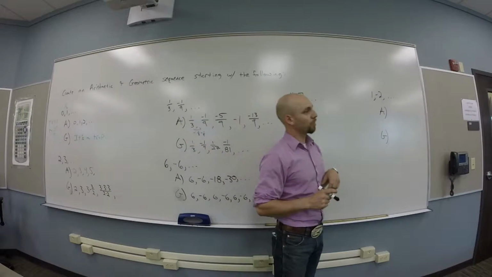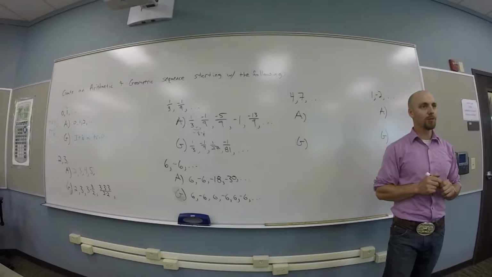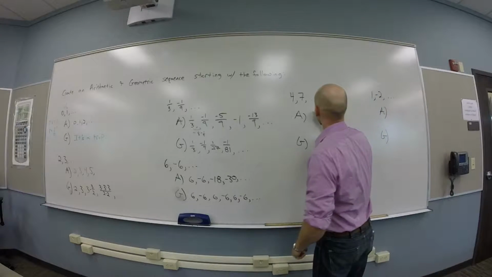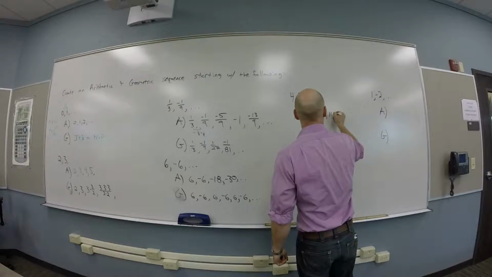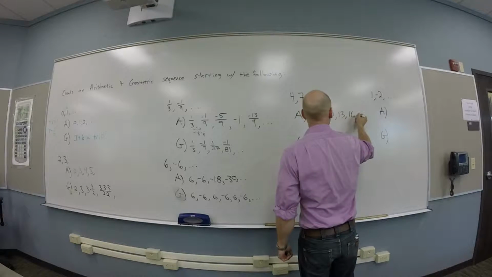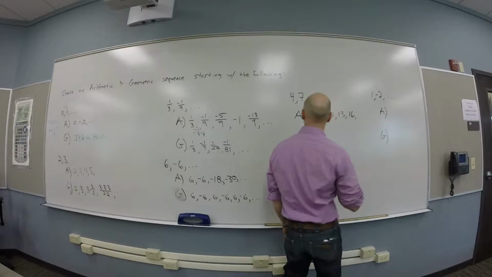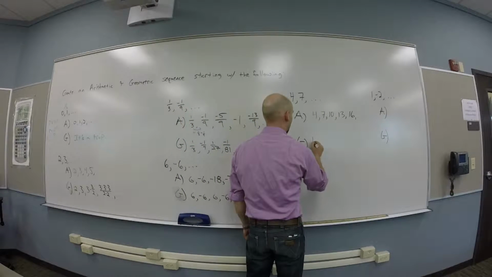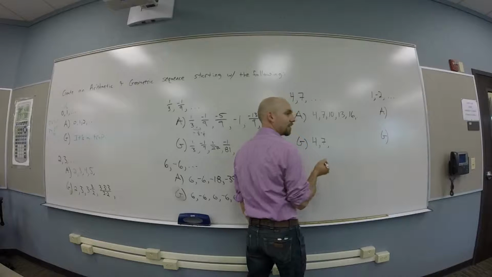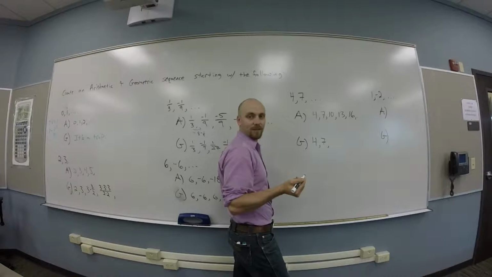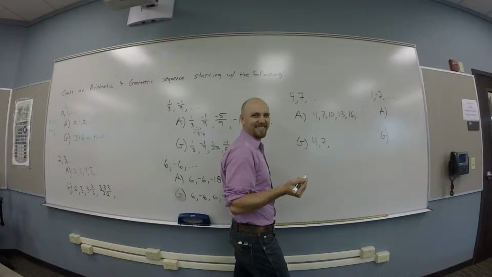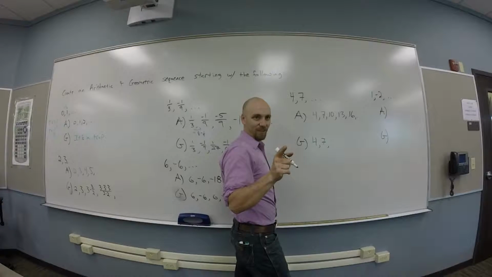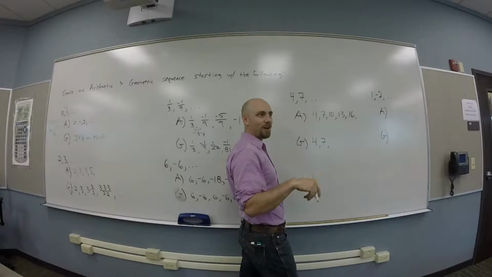How about this guy? 4, 7. If we're doing arithmetic, what's the next one? 10, and 13. Those were pretty easy, right? Okay, how about geometrically? Divide 7 by 4. So I got 4, 7, and then 12, 19. It's multiplied by 1.75.